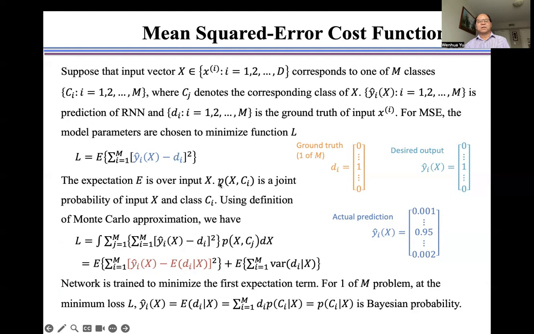To do so, we suppose this P is a joint probability of input x and class c. Using the definition of Monte Carlo approximation, we can change this expectation to an integral. And then after some derivations, we can use two terms to express this cost function. Because the second term has no relation with the prediction, only the first term determines the cost function here. So for a one-of-M problem at the minimum cost loss error, the prediction is equal to this conditional probability, which is a Bayesian probability.